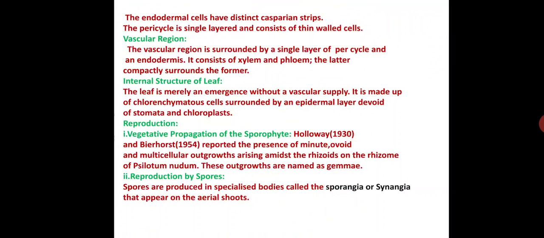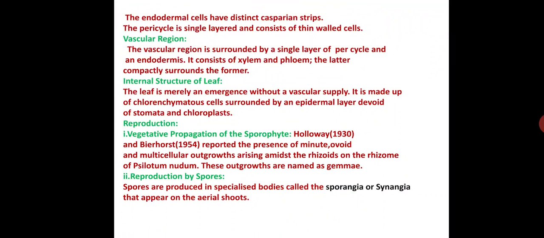Vegetative propagation of the sporophyte: Hawley 1930 and Bierhorst 1954 reported the presence of minute ovoid and multicellular outgrowths arising amidst the rhizoids on the rhizome of Psilotum nudum. These outgrowths are named as gemmae. Then we discuss reproduction by spores.